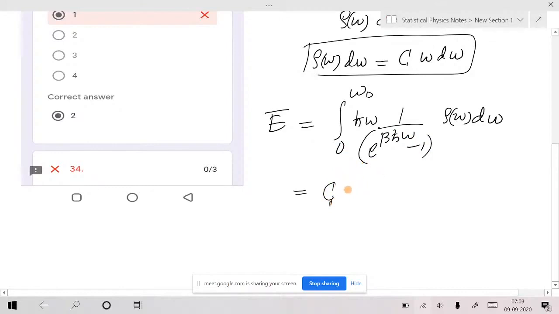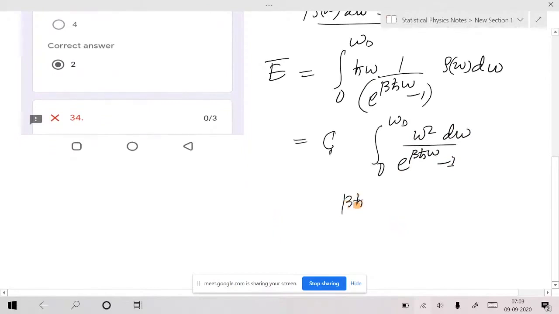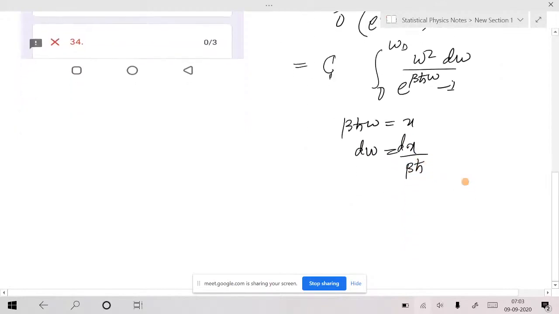into again 0 to infinity of omega square d omega, whole divided by e power beta h bar omega minus 1. And what you can do here is put beta h bar omega equal to x, and again omega is the variable. When you substitute, omega is equal to x by beta h bar, d omega is equal to dx by beta h bar.